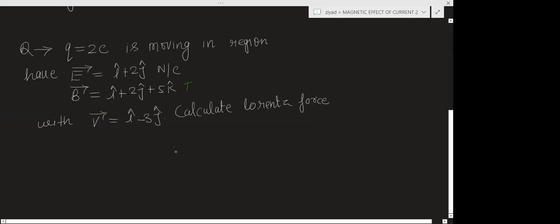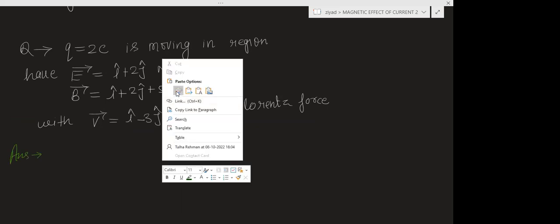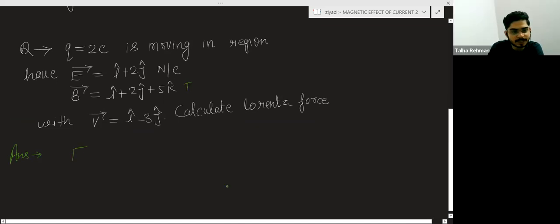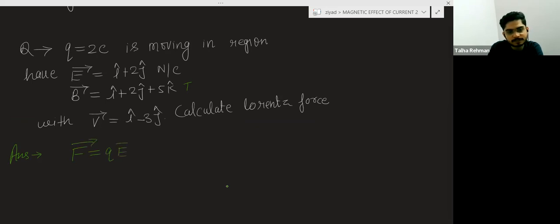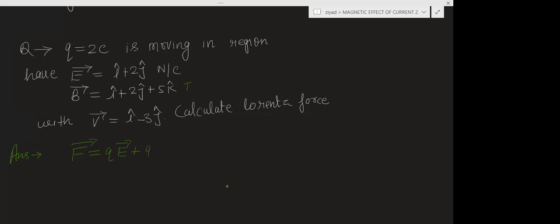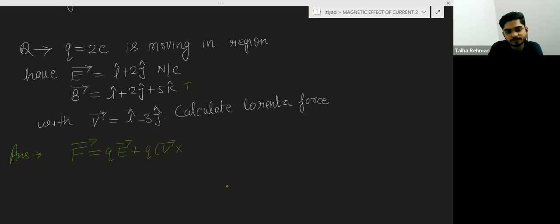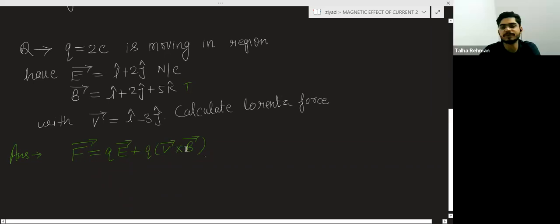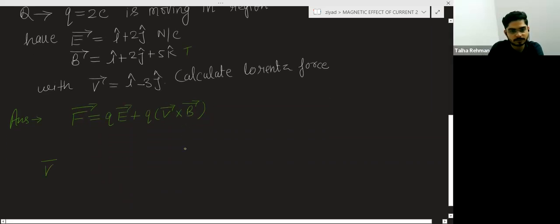The formula of the Lorentz force is given by this. So total force on the charged particle will be given by Q into E vector plus Q into V cross B. We have charge, we have electric field, but we do not have V vector cross B vector. This we will calculate. There is a method to calculate the cross product of two vectors.